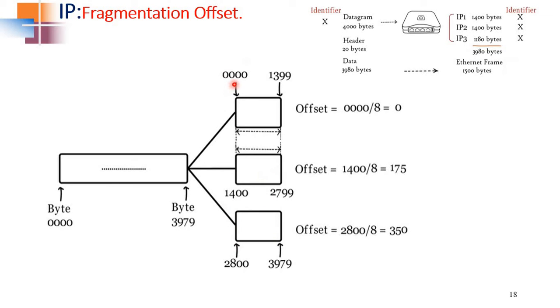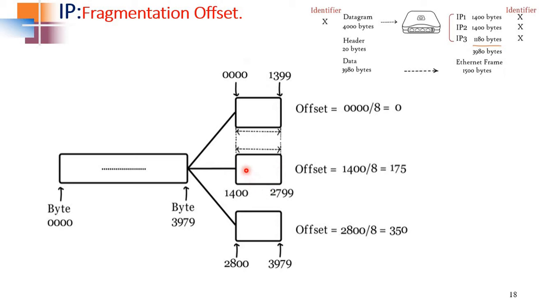So the first byte starts with 0000, up to the maximum of 1399, which means that starting from 0 we take only 1399 values here. So dividing the maximum value of the first fragmentation value by 8, 0 divided by 8 is going to be 0. So the offset value for the first set is nothing but 0.